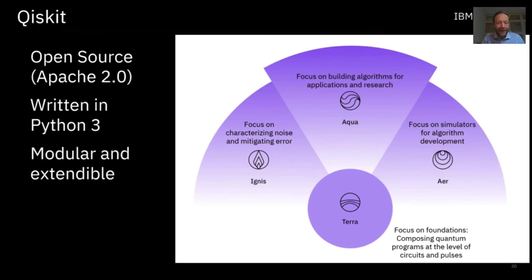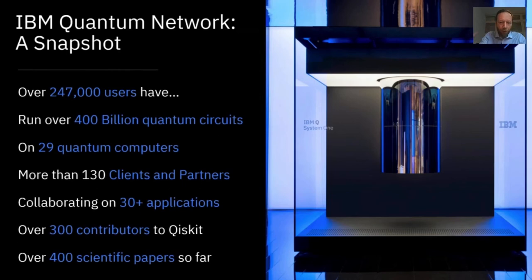So there is no lock-in, right? We are really trying to make this a community-wide effort. We will strive to make our computers the best, the fastest, the most reliable. But we know we don't want to force users to only use ours. We want to make this open to competitors and partners as well. So because we took this approach, because we took this attitude, we have over 247,000 users. They have run a lot of what we call quantum circuits, these experiments that you can run on these quantum computers, 29 of them that are available out there.